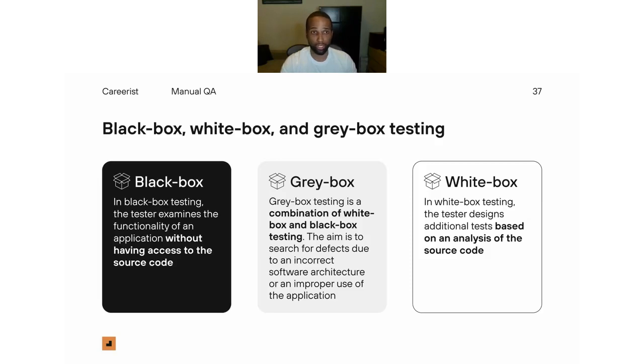Everybody good with the analogy and the example? Black box, manual testers, no access to the code. White box, done by developers, full access to the code. Gray box, done by automation or regular developers, and you get some access to the code. Thumbs up, yes, no. We have 100 students here, so I need at least 99 thumbs up.